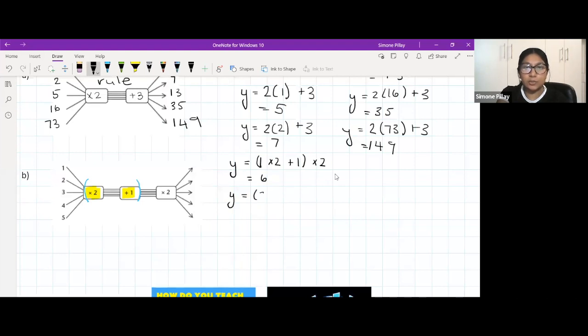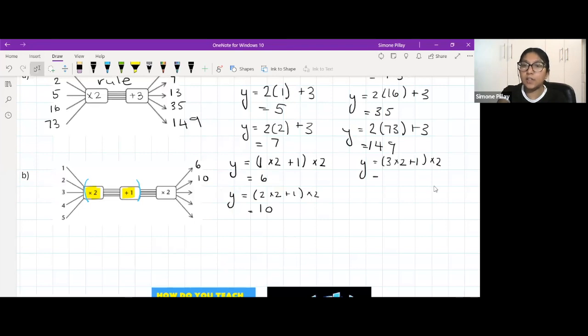So what am I doing? 2 multiplied by 2 plus 1 times 2. 2 times 2 is 4, 5, and 10. So we have 6, 10. What else am I doing? Let us do our next one. My next input was 3, so I'm going to say y equals 3 times 2 plus 1 times 2.